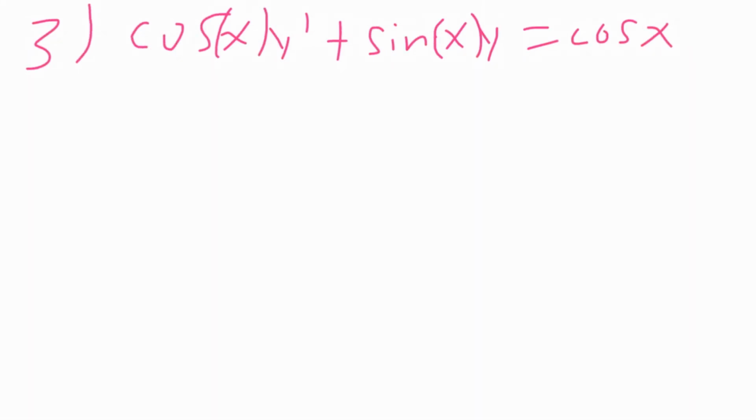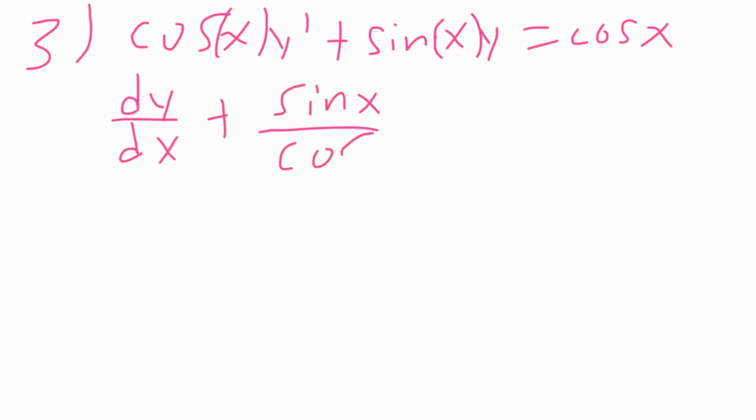Alright, so this is number 3. Cosine x y prime plus sine x y is equal to cosine x. You could pause the video and give it a shot here. Well, I'm going to proceed. So we're going to have dy dx, because that's y prime. We're going to divide by cosine x, so sine x over cosine x. And then y is equal, so cosine x divided by cosine x is just 1.